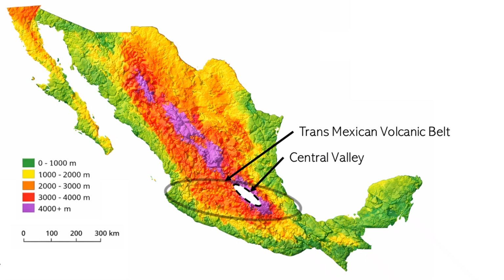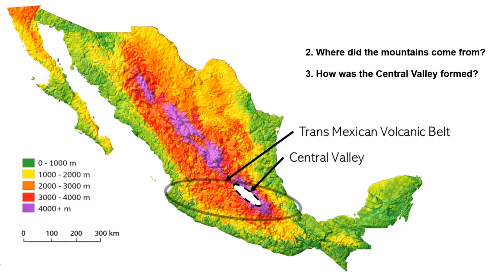I gave myself 3 questions to answer. In reverse order they were: how was the Central Valley formed so high up in the mountains? Where did the mountains come from in the first place? When and how did Mexico itself arise to provide a platform for the mountains?